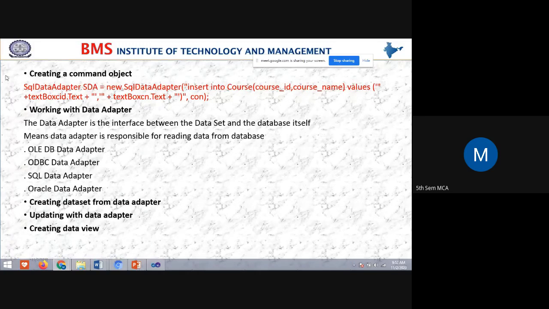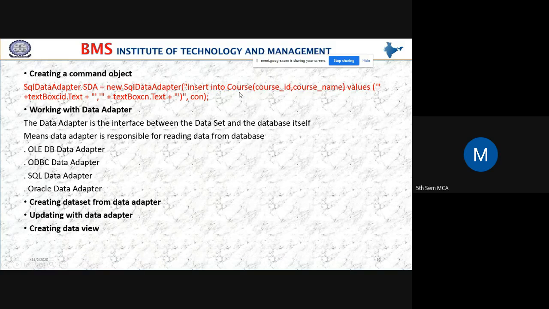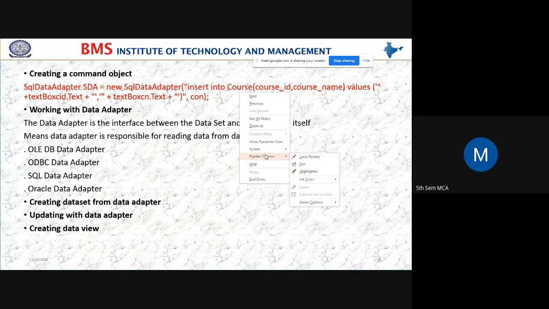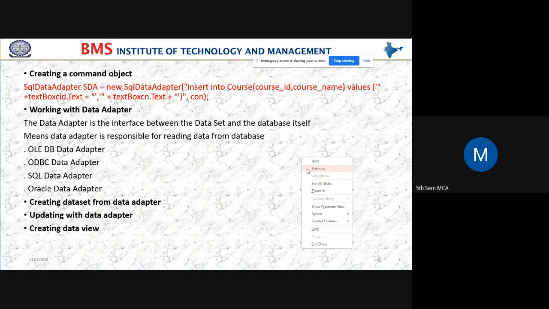Here I have taken a small code snippet. What am I doing in this code snippet? I am entering some data: course ID and course name into the table. Course is a table, and course ID and course name are the fields I am entering into the database. I simply cannot write and execute this query.